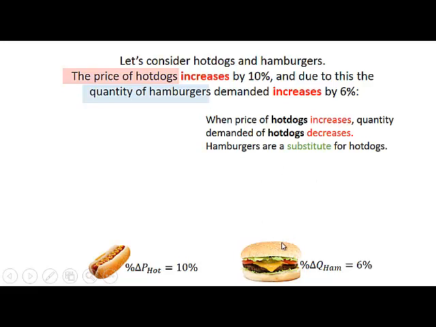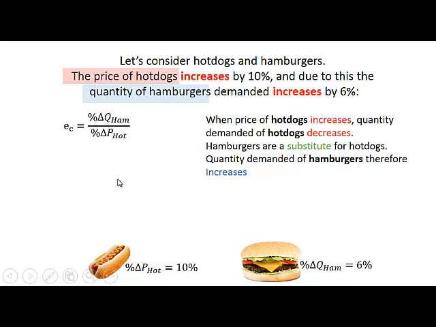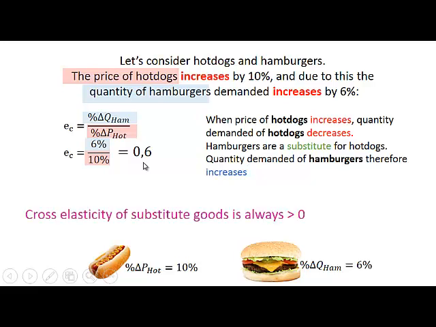Hamburgers are a substitute for hot dogs, therefore the quantity demanded of hamburgers will now increase. More hamburgers will be bought because hot dogs are now relatively more expensive. So this is the formula for calculating the cross elasticity: percentage change in the quantity of hamburgers divided by percentage change in the price of hot dogs. So the percentage change in the quantity of hamburgers is 6%, percentage change in the price of hot dogs 10%, that gives us 0.6. The cross elasticity of substitute goods is always larger than zero.